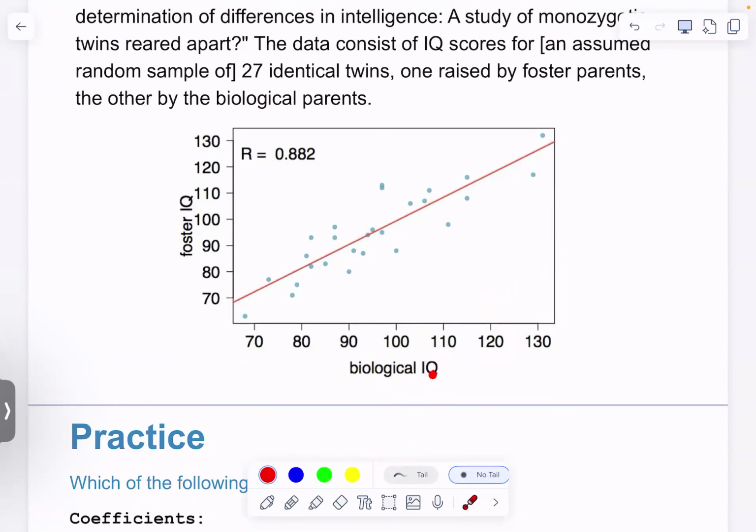So we've got the biological IQ and the foster IQ of the twins. Now this is paired data, right? We can pair these potentially, but we do see that there's a strong positive linear relationship. In fact, the correlation is 0.882.